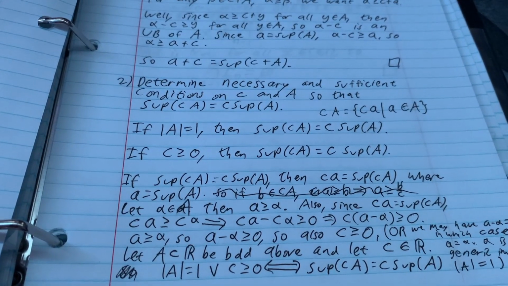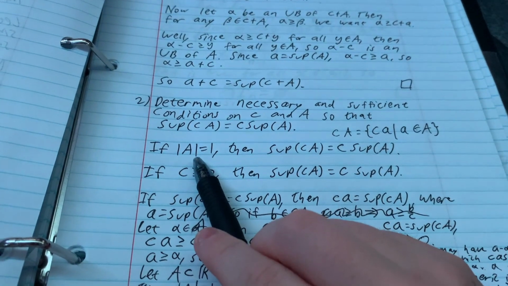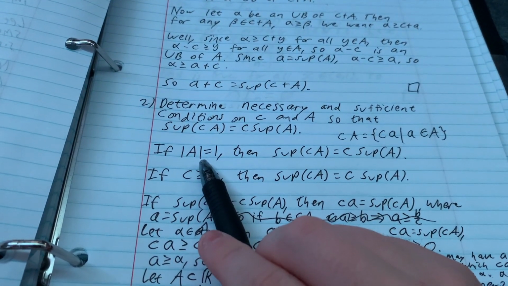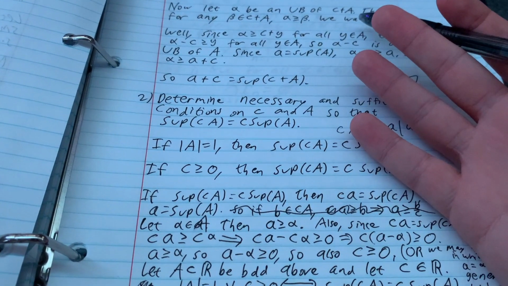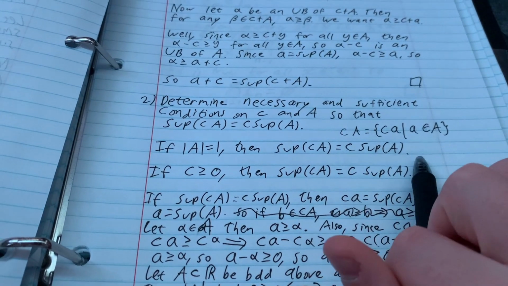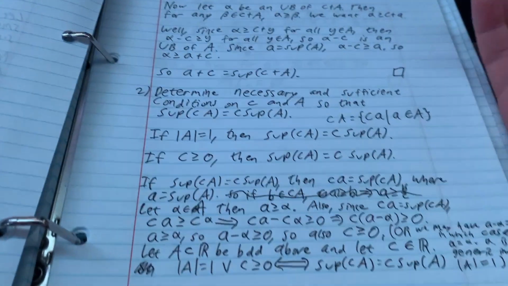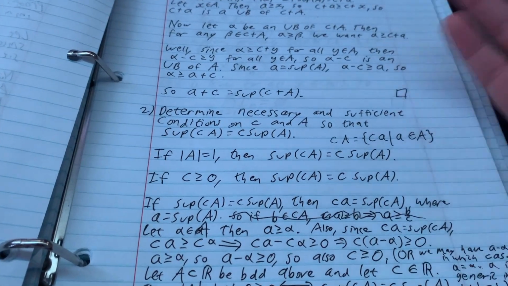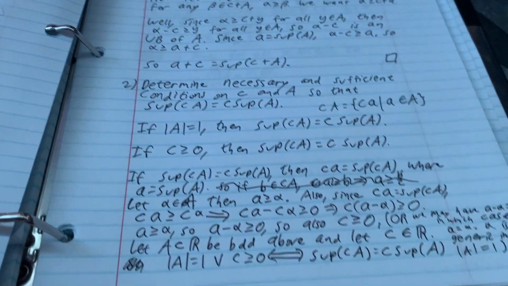So I went ahead and went with some sufficient conditions. If A only has one thing in it, then the supremum of the set is going to be the thing. And C times the thing is going to be C times the thing. C times the set is also going to be the singleton set containing C times the thing. And the supremum of that set is going to be C times the thing. Okay?